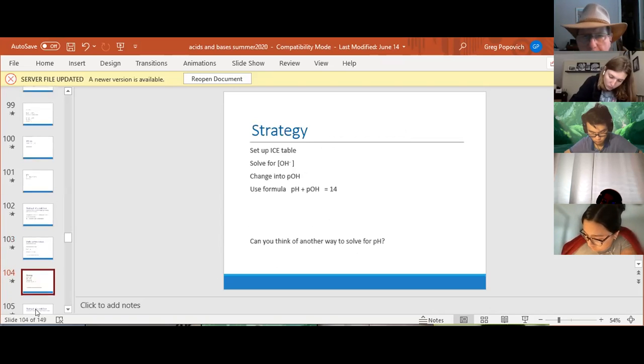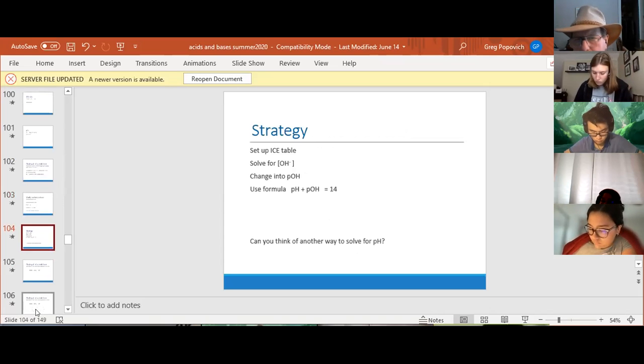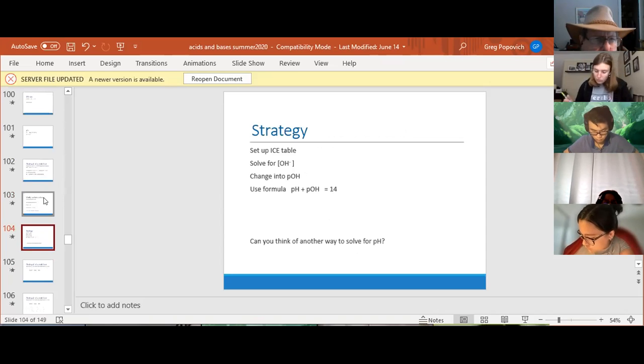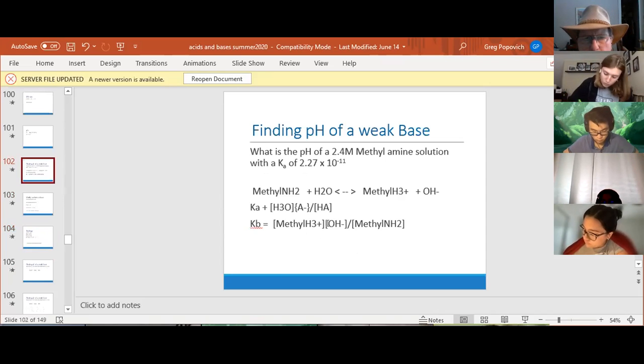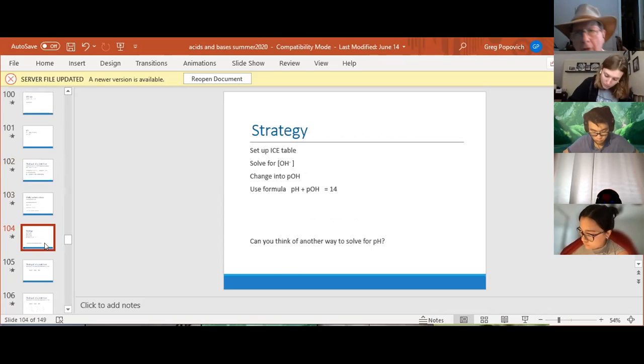Okay, so from here, it's just an ICE diagram. But there's another nuance. I ask for the pH, so we're going to solve for OH. When we set up the ICE diagram, because my Kb is equal to an OH concentration, I'm going to find the OH concentration. Then I'm going to turn my OH concentration into pOH. And I know that pH plus pOH equal 14. I subtract my pOH from 14. I get my pH.